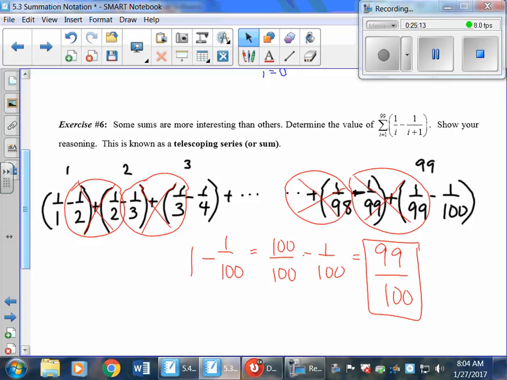So even though some of these look really difficult, the minute you start working them out, all of a sudden they start making sense. You'll realize the only thing that we have left once everything cancels out is the very first term, which is the 1, and the very last term, which is a negative 1 over 100. Okay?